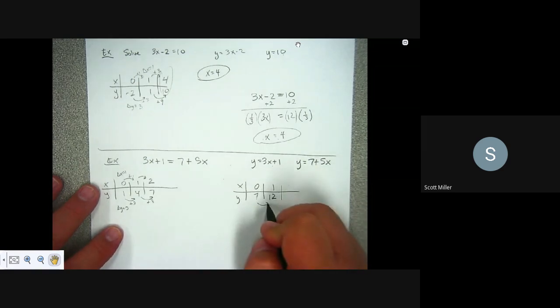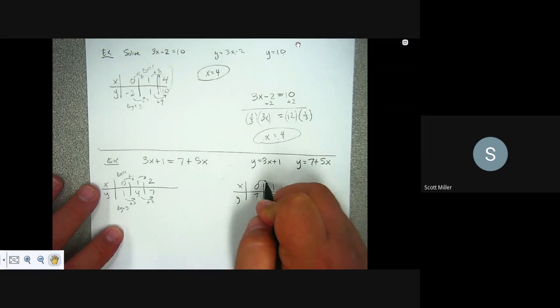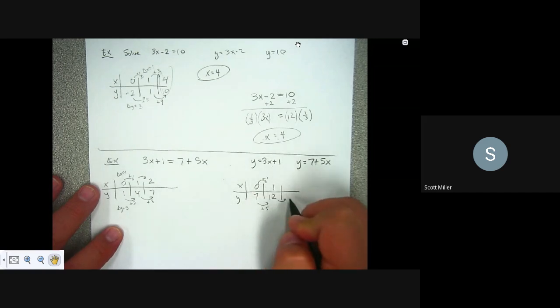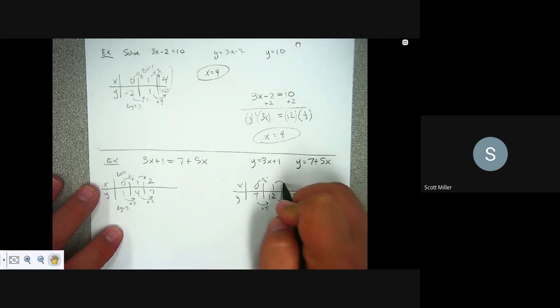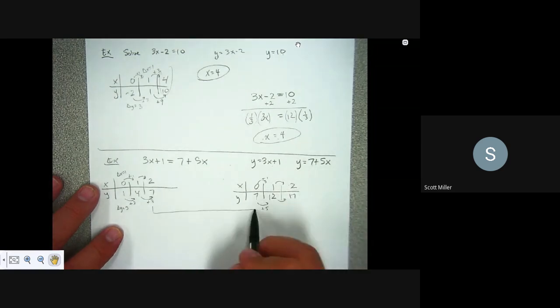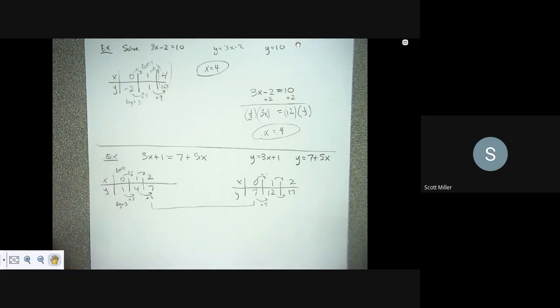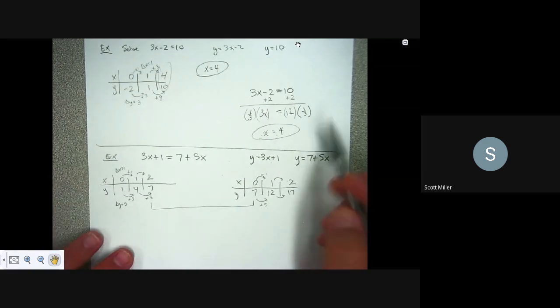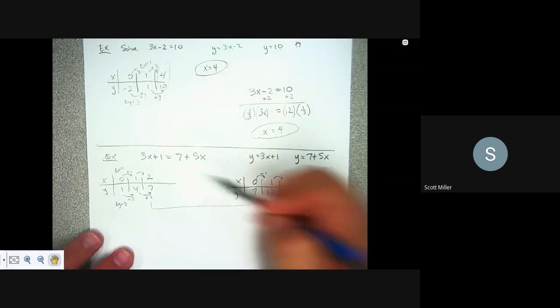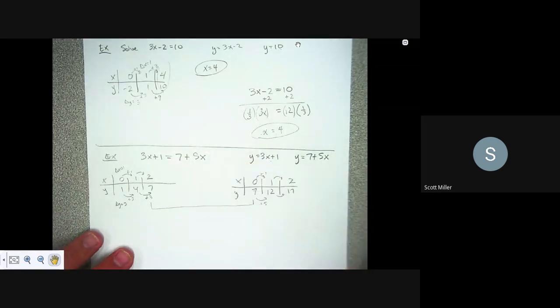This one right here is 5. Add 5 to this. Add 1 to this. And you'll notice, like right here, both y values are 7. But don't fall into that trap. I'm looking for the point where these two things will intersect. They have the same y value, but notice the x values are different. So these are not our solutions.